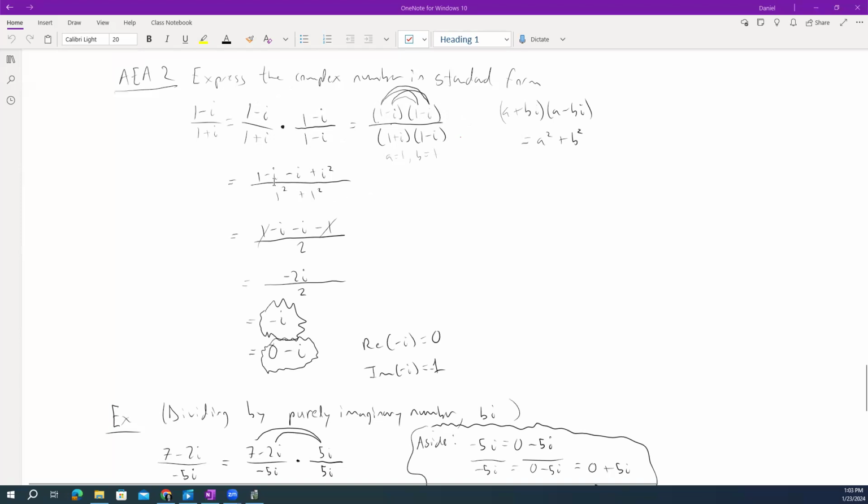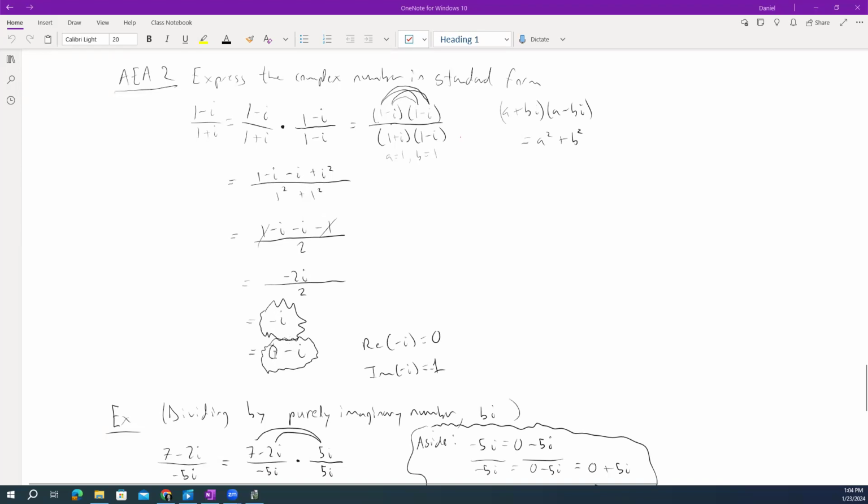Now we FOIL it out, right? And we get up top 1 minus i minus i plus i squared. But since i squared is -1, it's going to cancel off with this one. So we're just going to be left with -2i upstairs. Downstairs, we just have 1 squared plus 1 squared, which is 2. So we have -2i over 2, and the 2 and the 2 cancel off. So we just get -i, okay?